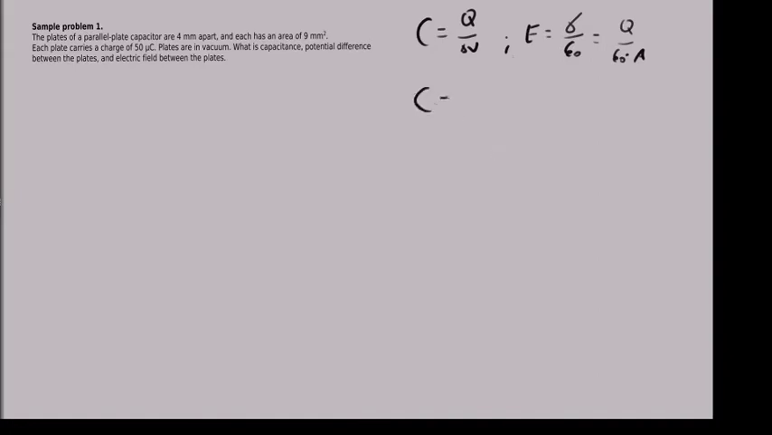We also have this one, capacitance equals epsilon naught times A over D, and that might do it. Just remember that if this is a capacitor, say positive charge, say negative charge, here's your Q, here's D. D is the distance between the two plates. There's also voltage potential difference between the two plates.